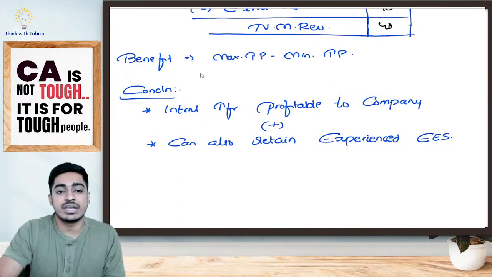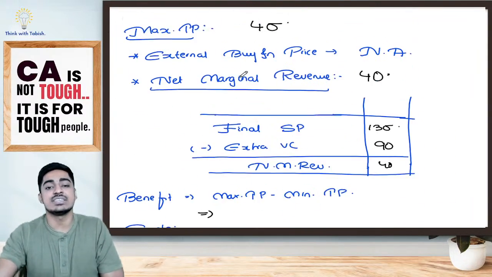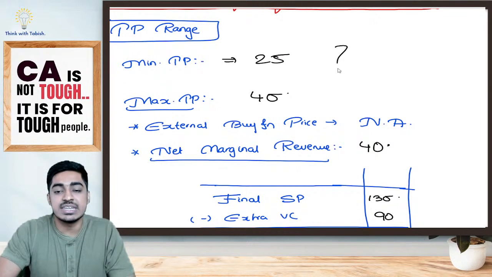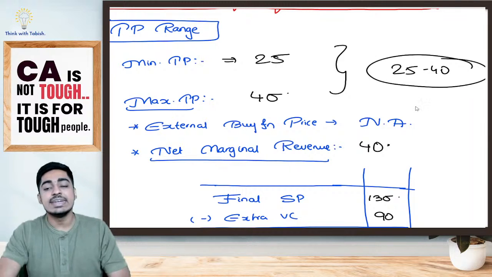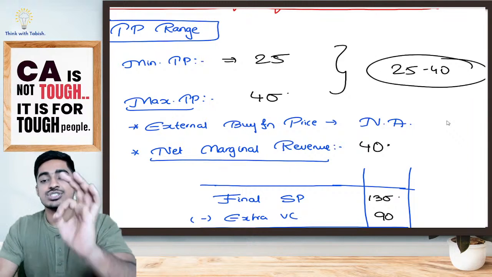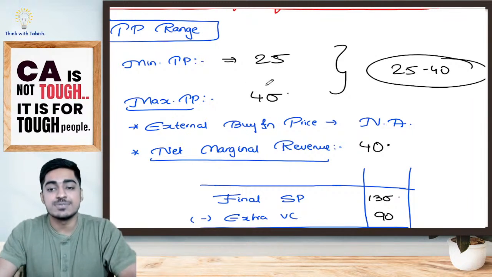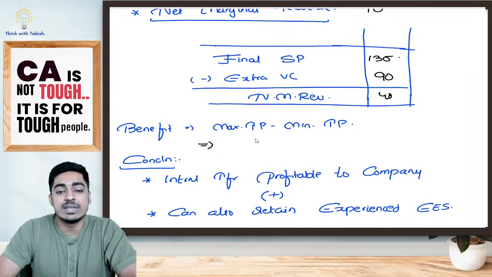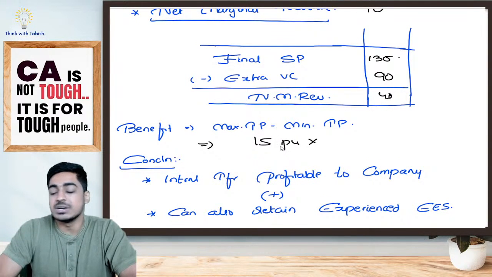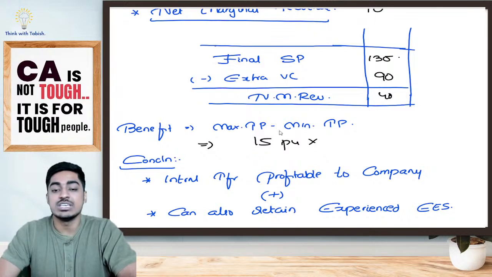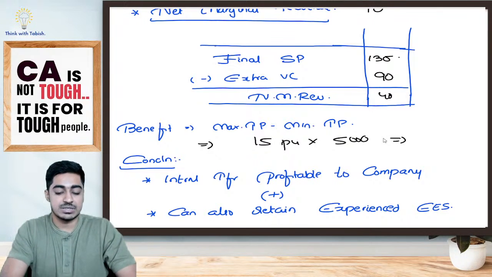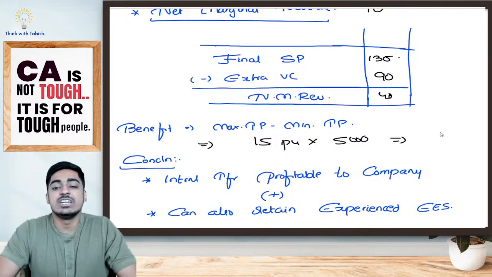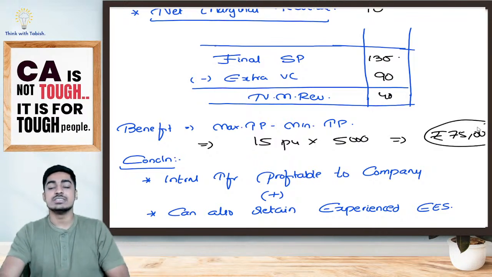So the transfer pricing range, whether it exists, yes, transfer pricing range exists: 25 to 40. What does the company want? Ideally, the company wants the transfer to happen. If transfer happens, how much benefit will the company earn? 15 rupees per unit. How many switches do we have to transfer in a month? 5,000 switches. 15 into 5,000, 75,000 rupees will be the benefit if transfer happens.